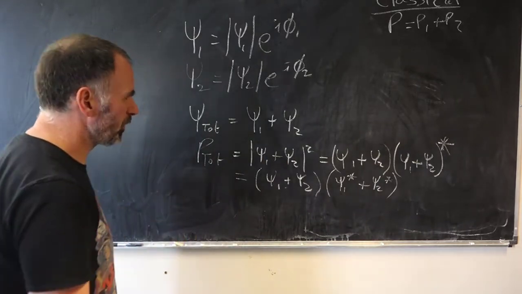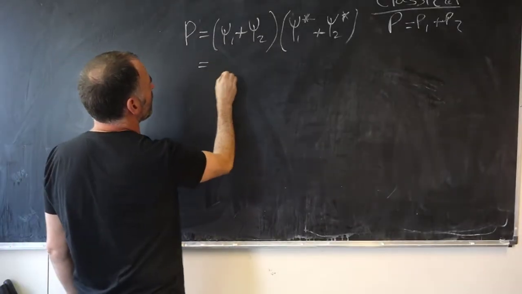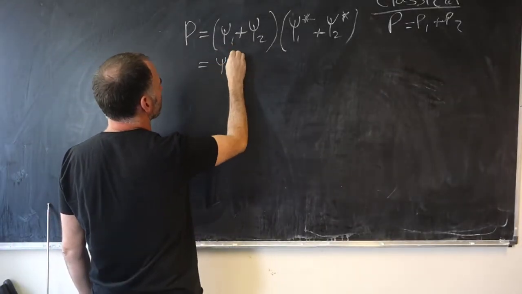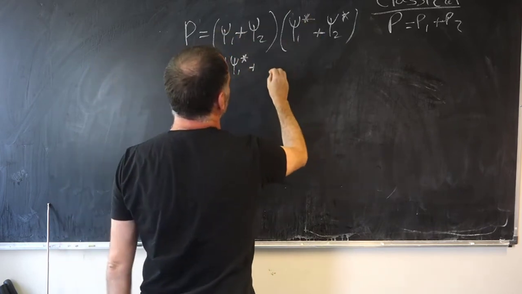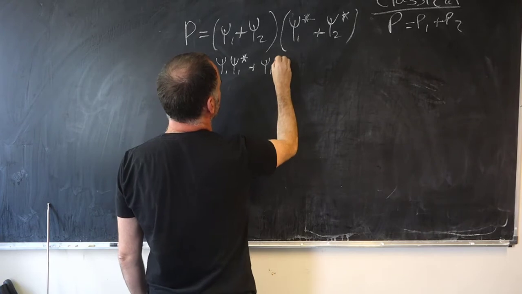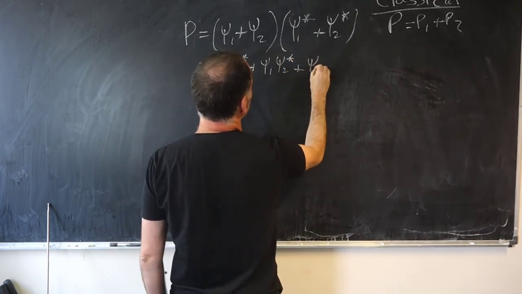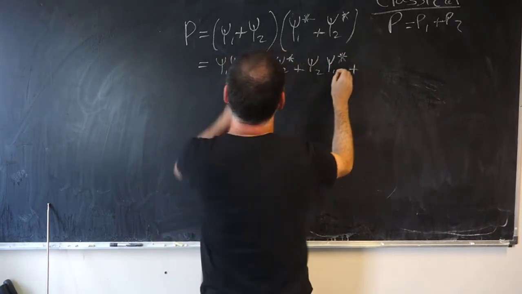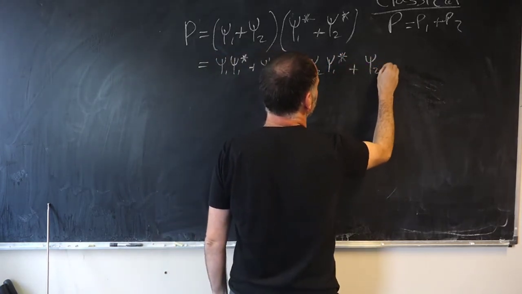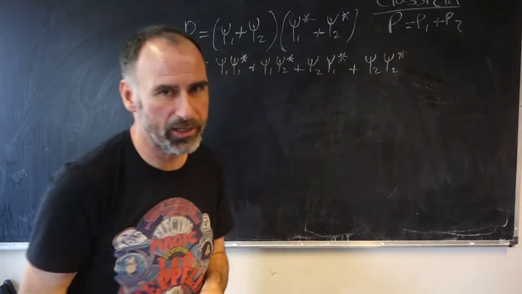So let's just multiply this through. I'll start up here again. Let's multiply this through. So we're going to have psi1 by psi1 star plus psi1 times psi2 star plus psi2 by psi1 star plus psi2 by psi2 star. And every time I say star, you know I mean complex conjugate.